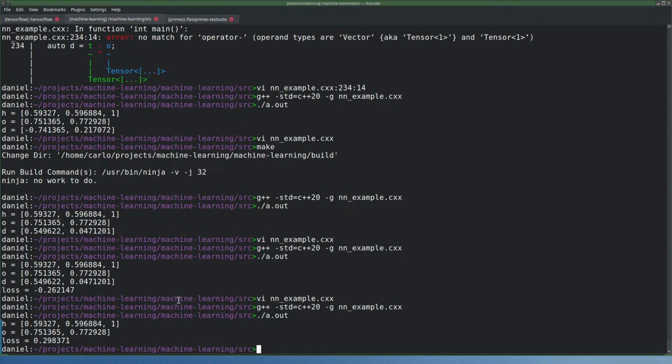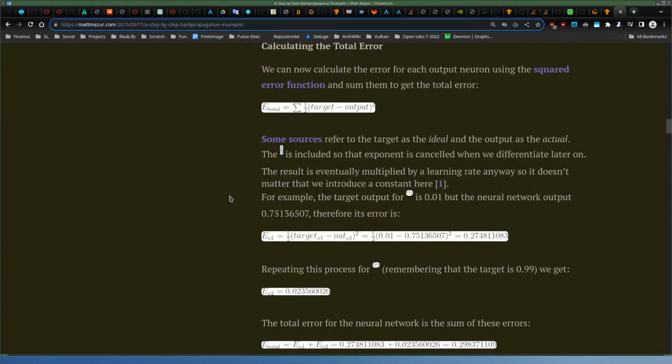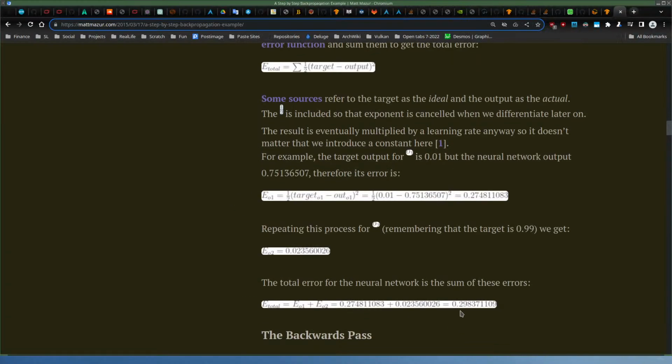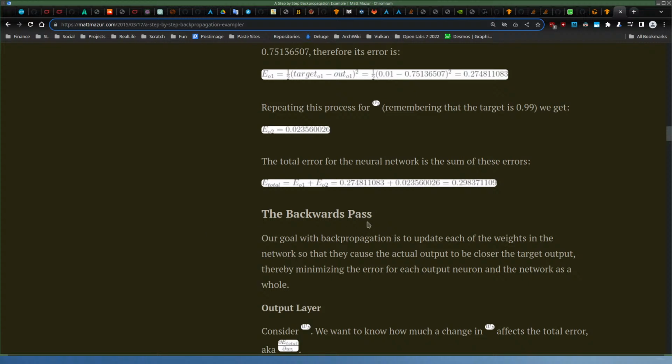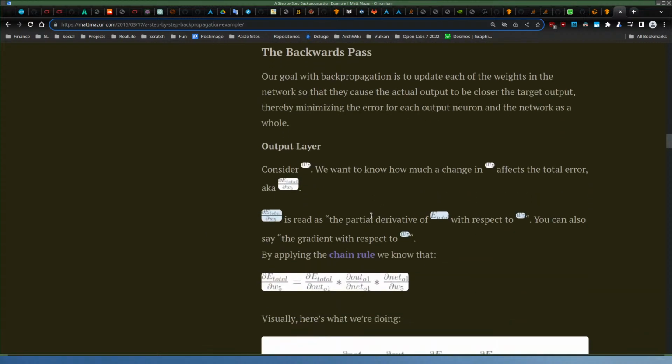0.298371. That was the forward pass. Now we go to the backward pass.